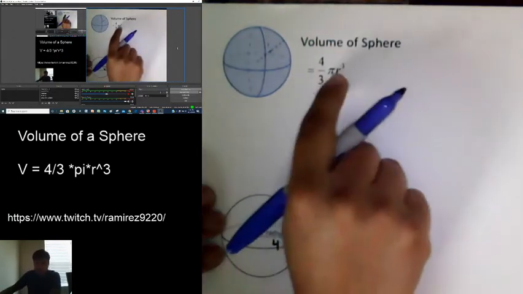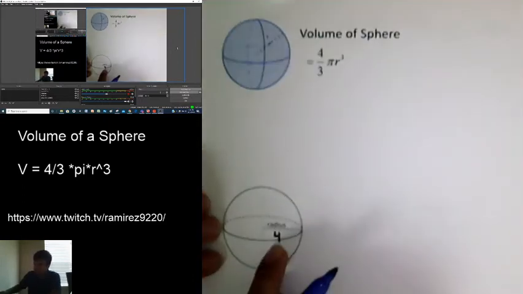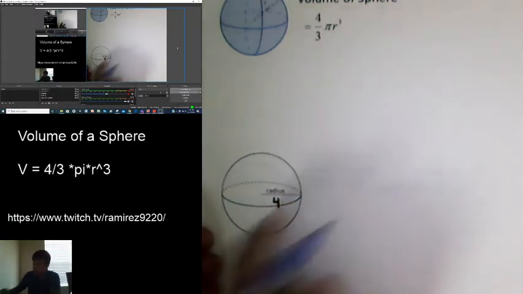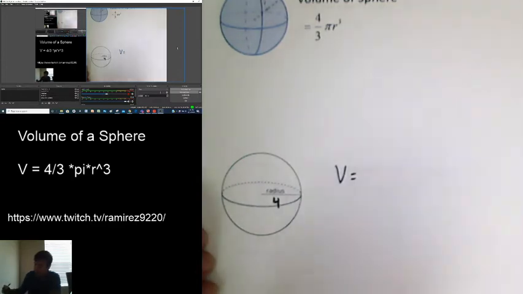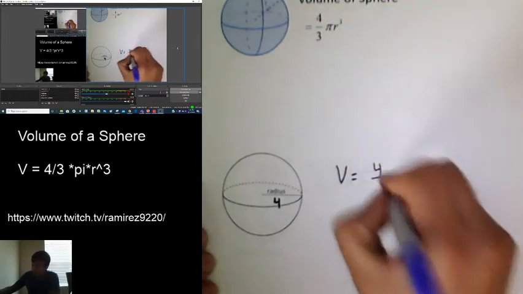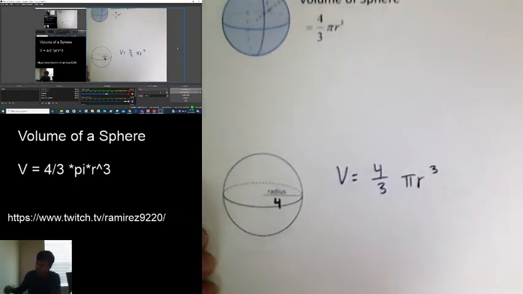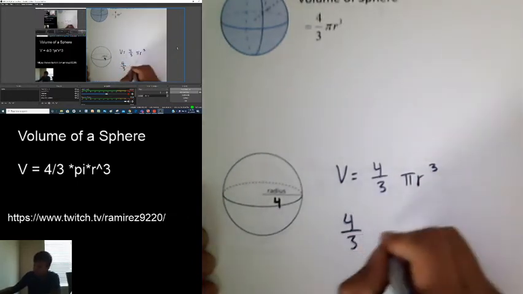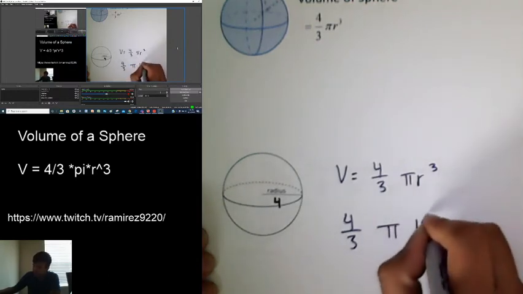Looking at this problem, we have 4 over 3 pi r cubed. Let's say here we have our radius. The radius they gave to us, so volume is equal to 4 over 3 times pi r cubed, and my radius is 4, so I just plug it in. It's going to be 4 over 3 times pi times my radius, which is 4 to the third power.